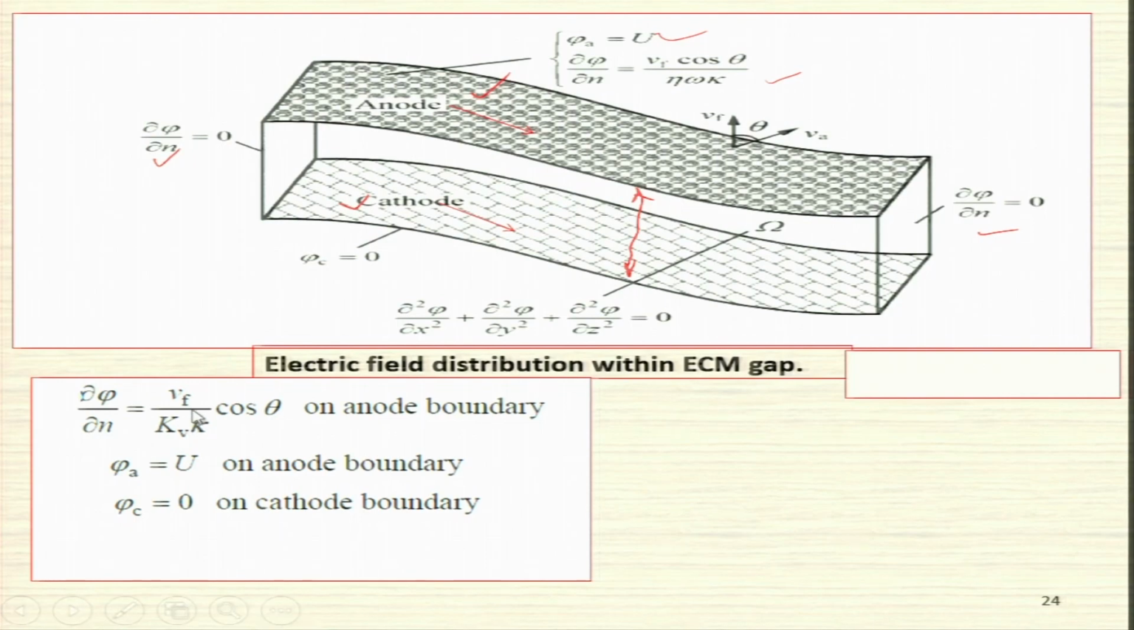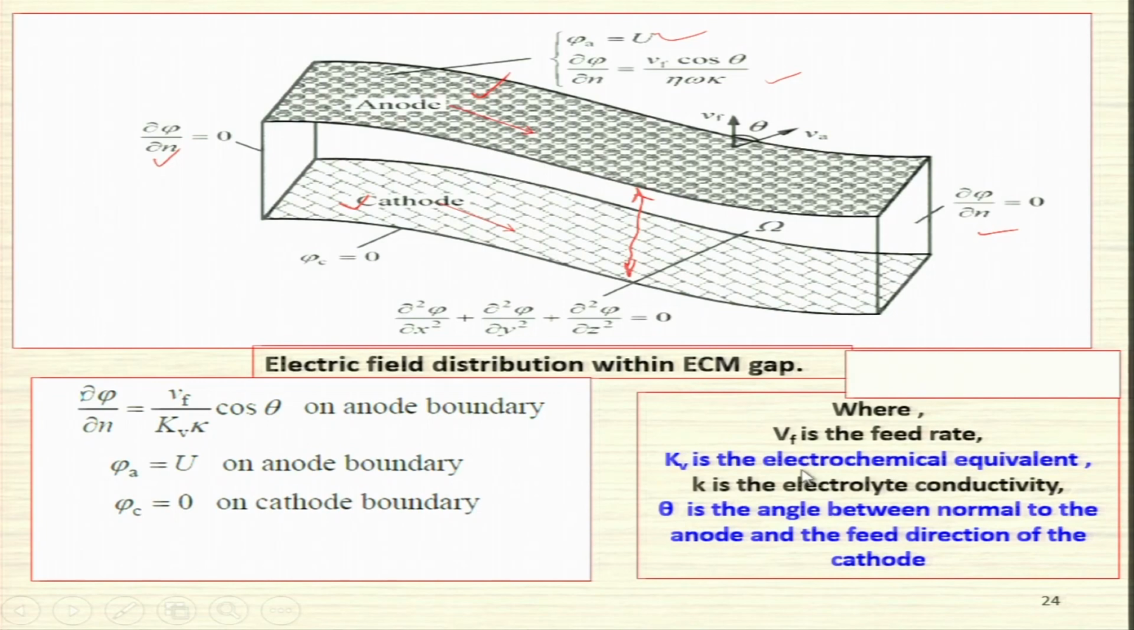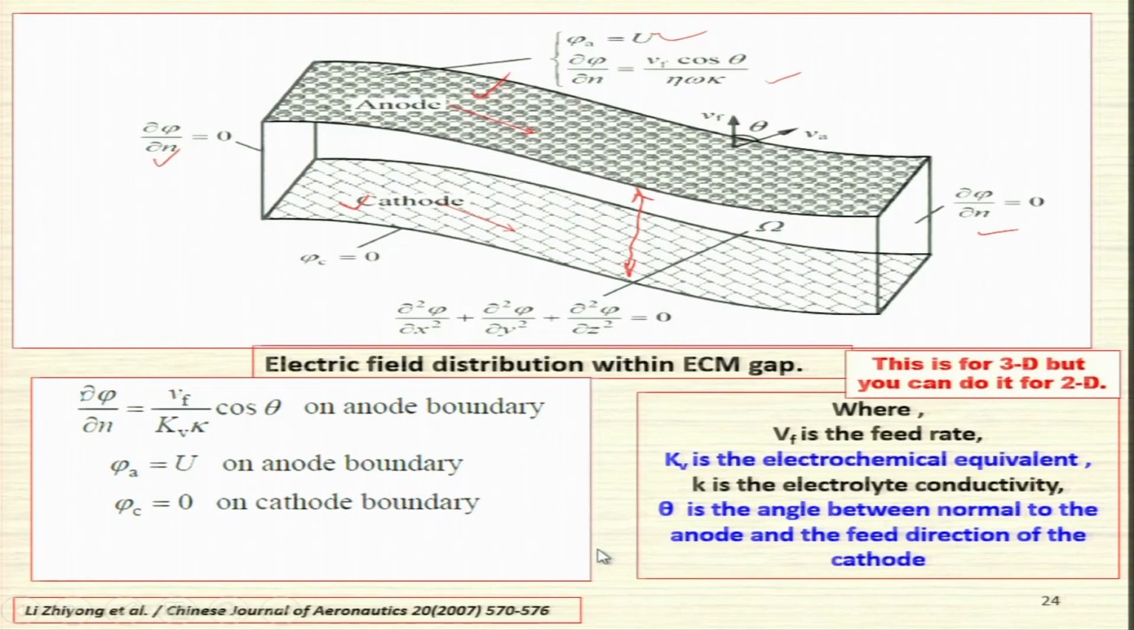You can see over here Vf kV over k cos theta at the anode boundary, and phi is equal to phi a is equal to u on the anode boundary, anode surface, and phi c is equal to 0 at the cathode boundary, where Vf is the feed rate, kV is the electrochemical equivalent, k is the electrolyte conductivity, this is the small k, this is the capital K, theta is the angle between the normal to the anode and the feed direction of the cathode. This is for 3D, but you can do it for 2D also, which is much simpler than 3-dimensional. This was performed by Lee.